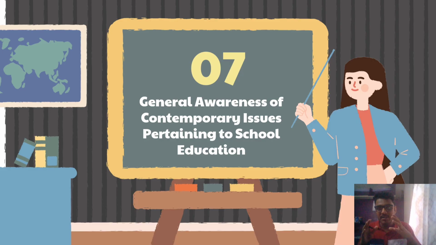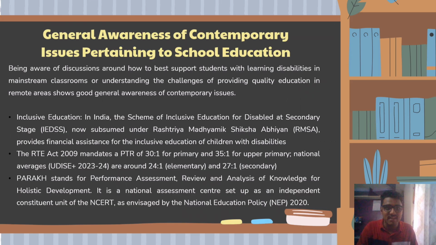Contemporary issues are basically आजकल के ज़माने में as teachers हमें क्या क्या दिक्कतें face करनी पड़ती हैं. So we need to be aware of what all is happening around us. First of all, you need to know about inclusive education. In India, the scheme of Inclusive Education of the Disabled at Secondary Stage, that is IEDSS, is now subsumed, that is, it is a sub part of the RMSA. RMSA stands for Rashtriya Madhyamik Shiksha Abhiyan.